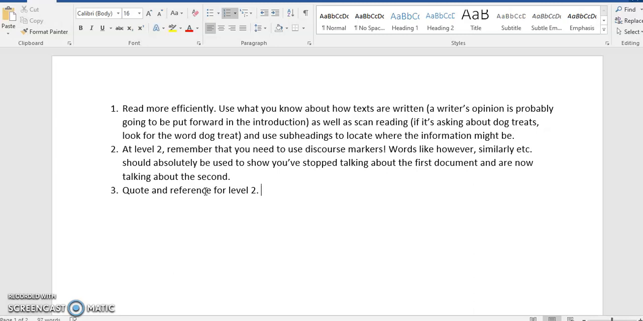And at level 2, you need those discourse markers. You need to include them because you need to show the examiner you are comparing. So words like however or similarly. Okay? And that shows that you've stopped talking about the first document and now you are starting to compare it to the second. And again, you need to be quoting and referencing at level 2 and try and keep it brief and succinct. Quote as few words as you can to get across the evidence you need to back up what you just said. So there we go. That is how you approach the comparison questions at level 1 and at level 2.